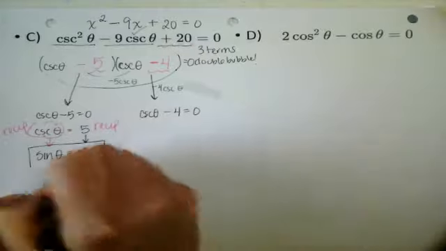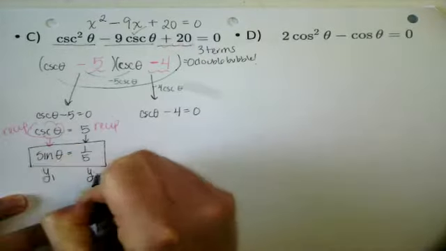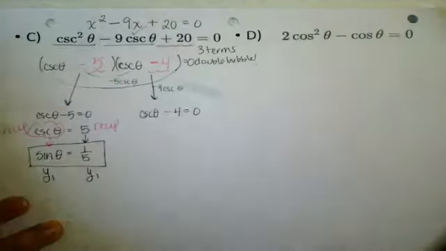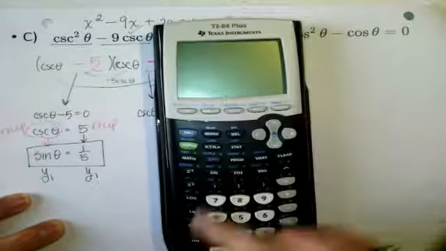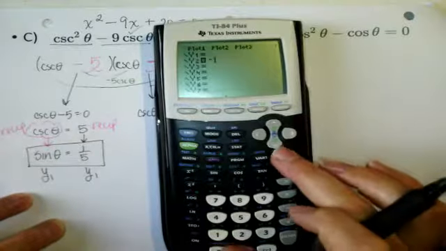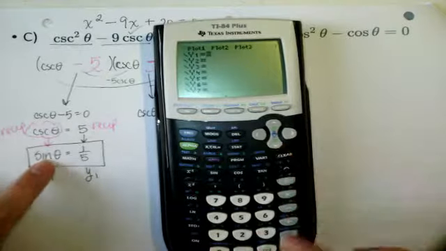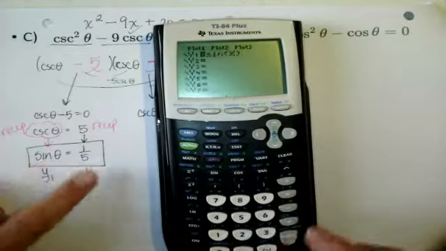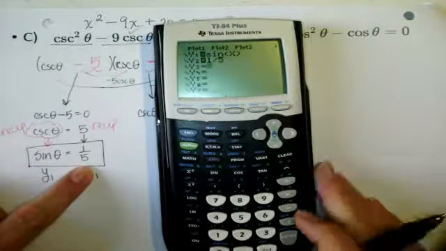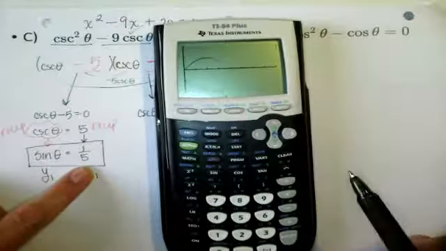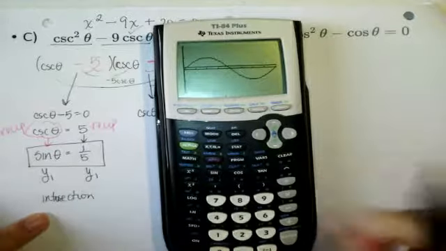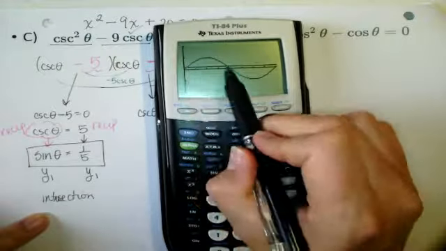All right, now we're at a point where we can go to our calculator. Left side in y1, right side in y2. So we're going to go ahead and put sine of x in y1 and 1/5 in y2. And my window should be pretty well set up. 0 to 360 still. And find the intersection. There we go. There's an intersection right there and an intersection here.